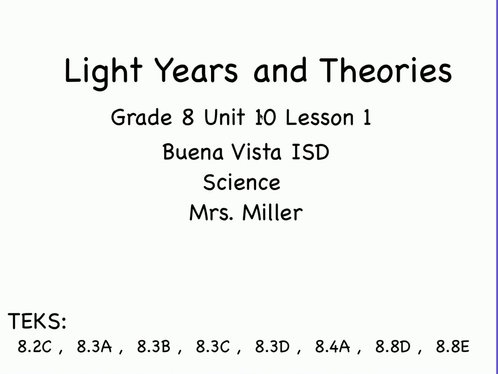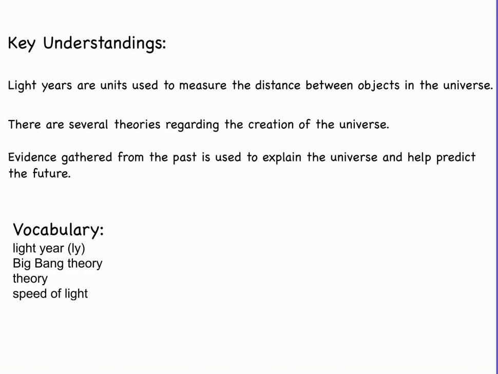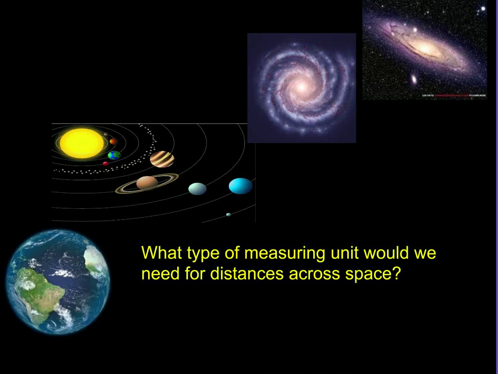We're in Unit 10, and we're going to be looking at light years and theories. So what we want to be able to understand is that light years are units used to measure the distance between objects in the universe. There are several theories also that we want to look at regarding the creation of the universe. And we want to look at evidence that can be gathered from the past to explain the universe and help predict the future. Vocabulary for this little unit happens to be light year, Big Bang theory, and speed of light.